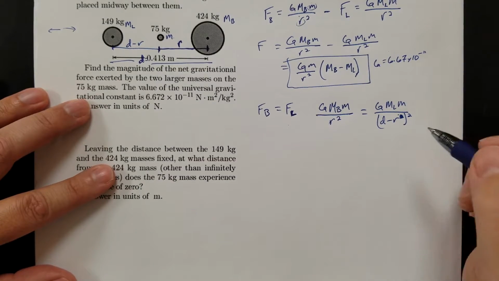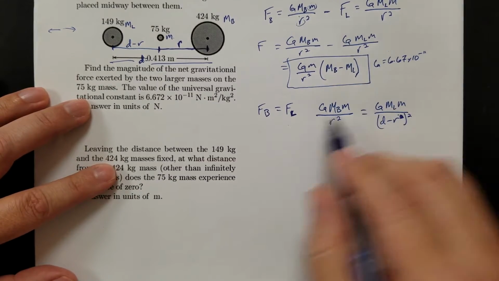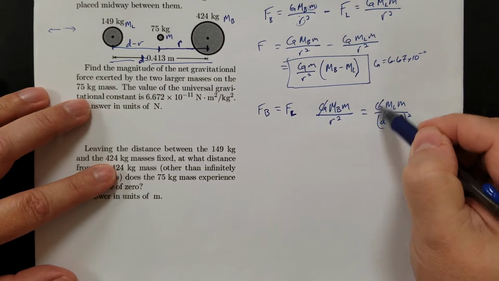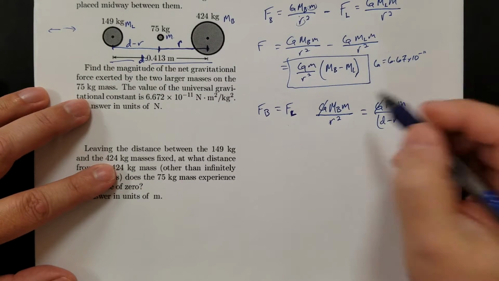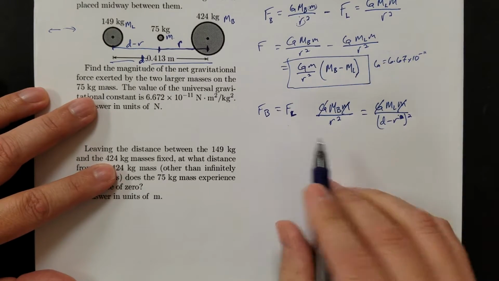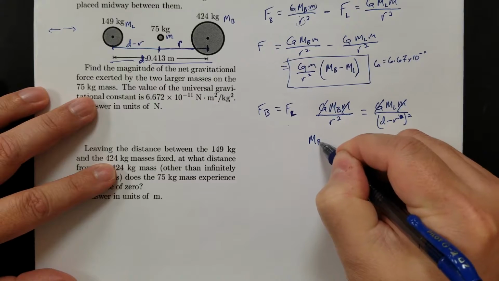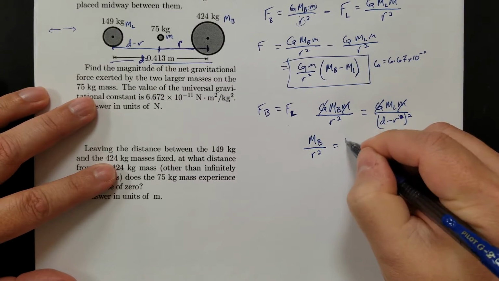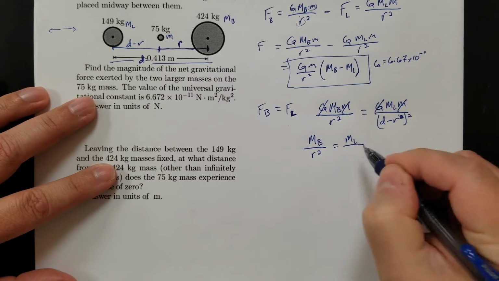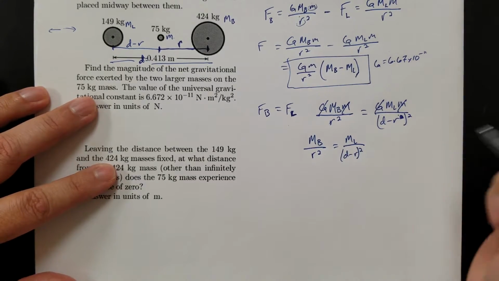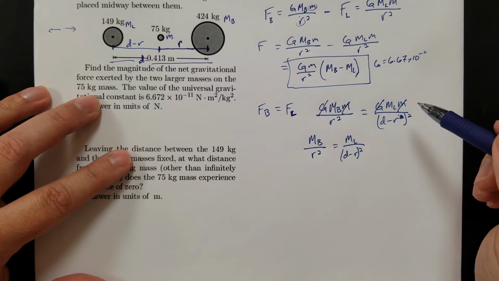Because it's R squared. Okay, so if I do this, right, oh, these are equal. So let's cancel stuff that's the same, right? So G is in both of them, that's a constant. M is in both of them, that's a constant, right? So really I'm just saying that mass of the big one over R squared equals the mass of the little one over D minus R, quantity squared, right?